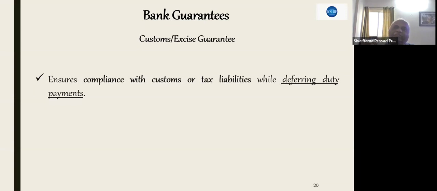Sometimes unnecessary penalties are imposed. These penalties are to be paid, and for that also bank guarantees are there. Once the customs authority says that if the amount is not there, you bring the bank guarantee and take back the goods, for demurrages or additional customs duties or penalties, etc.